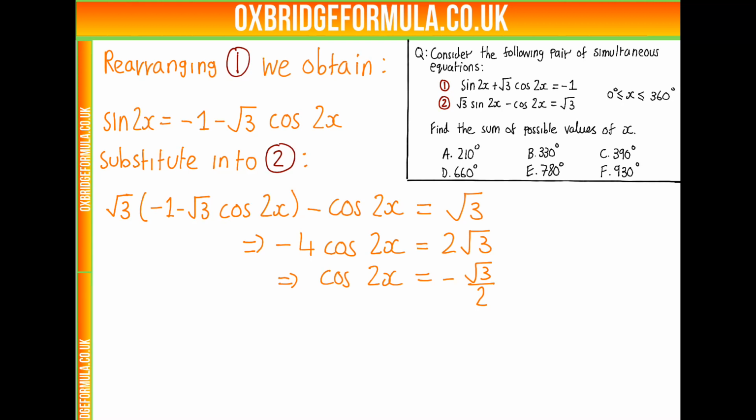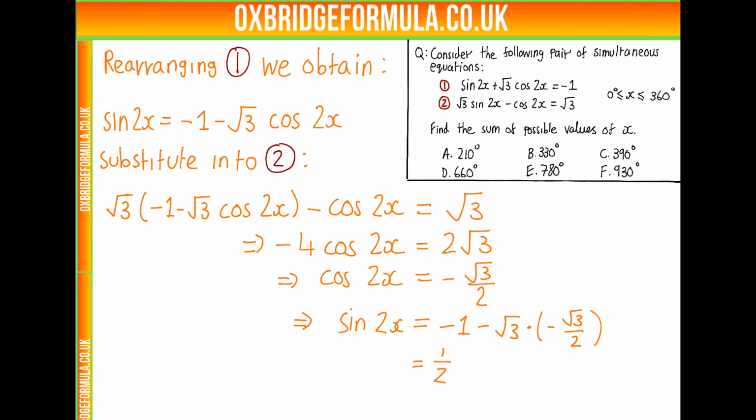So now we need to work out what sine 2x is. So sine 2x is minus 1 minus root 3 cos 2x. So minus root 3 times minus root 3 over 2. Minus minus is a plus. Root 3 squared is 3. So minus 1 plus 3 over 2. So we get sine 2x is equal to a half.